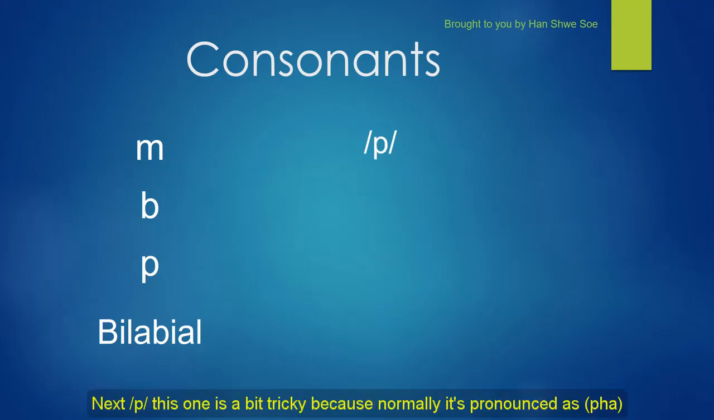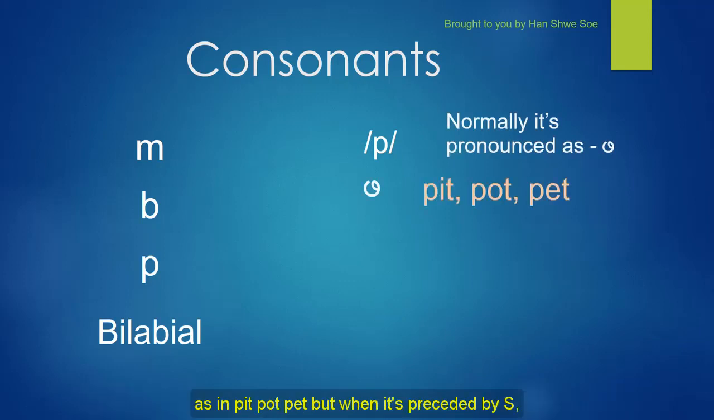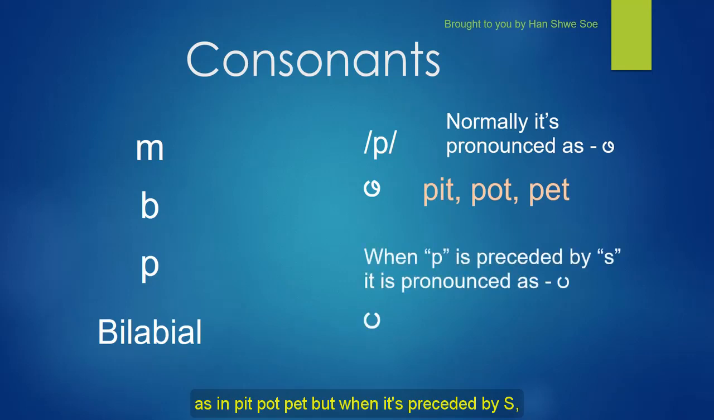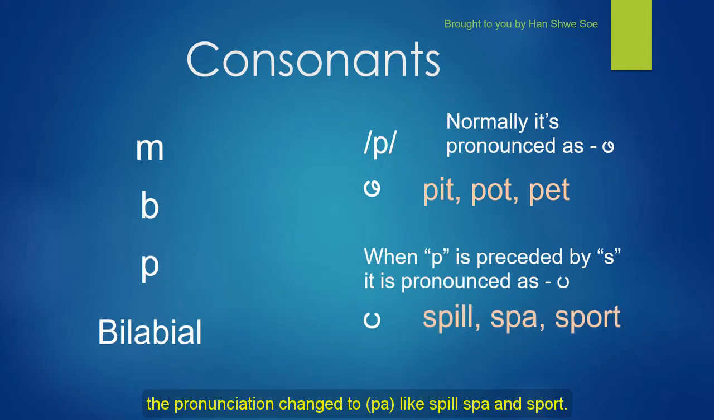Next, p. This one is a bit tricky, because normally it is pronounced as pa, as in pit, pot, pet. But when it is preceded by s, the pronunciation changes to ba, like spill, spa, and sport.